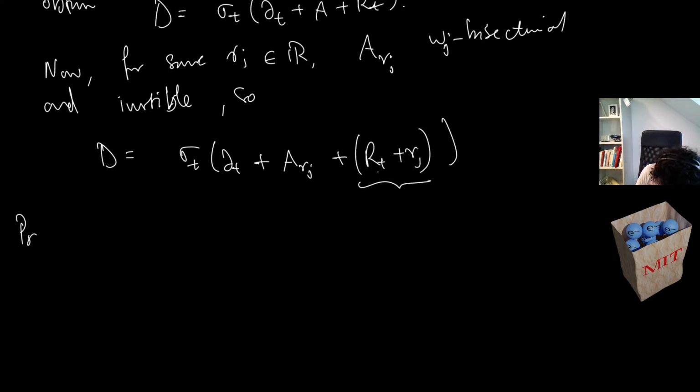Okay, now the next proposition. So we've understood how we can reduce the model operator to a very, very nice bisectorial and invertible operator. The next, yes?